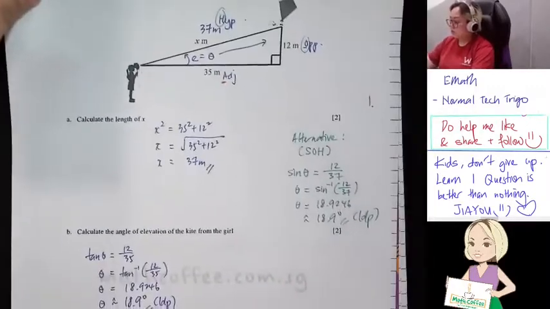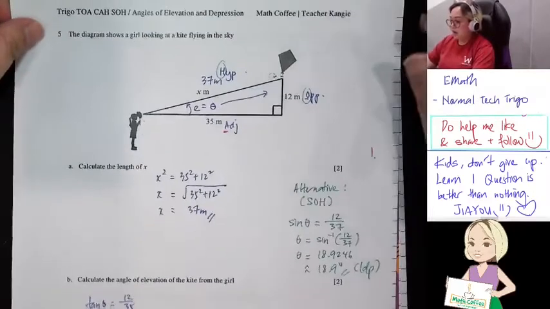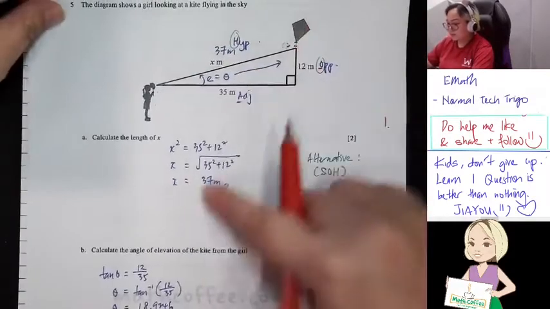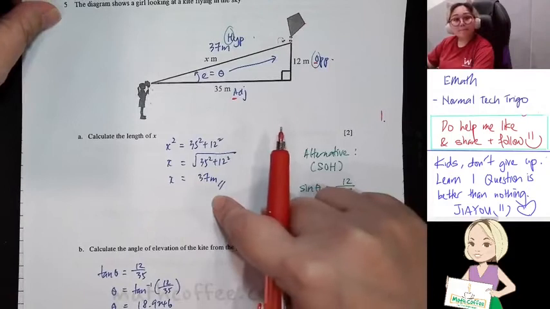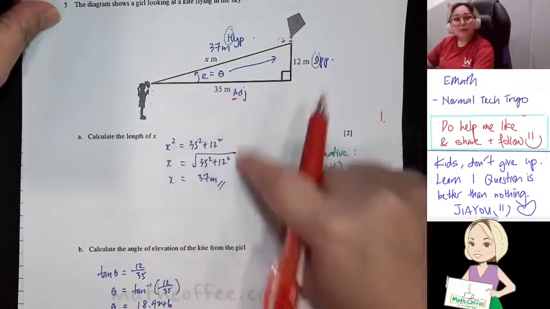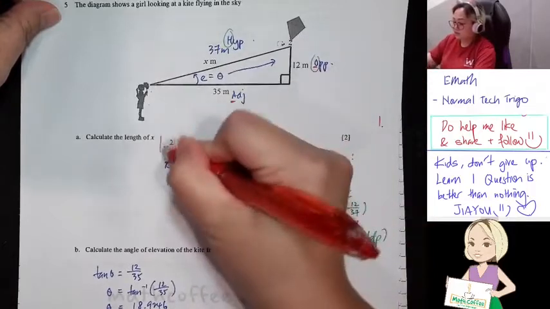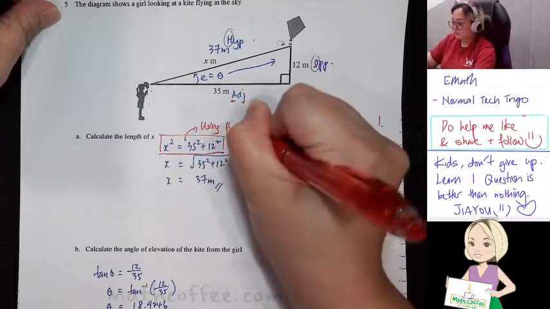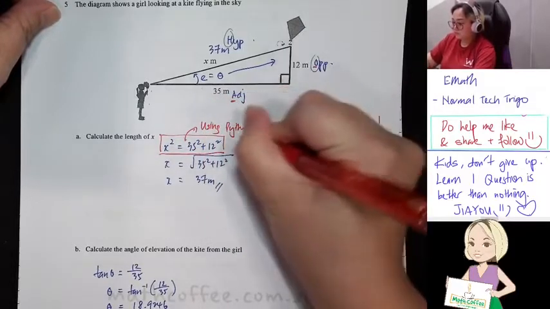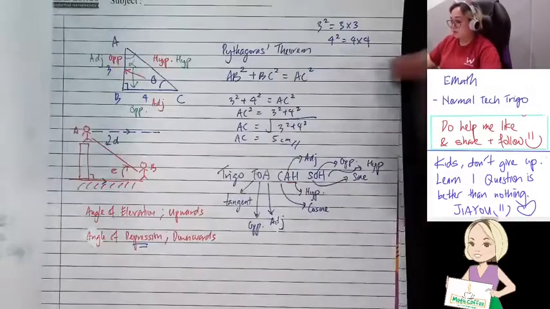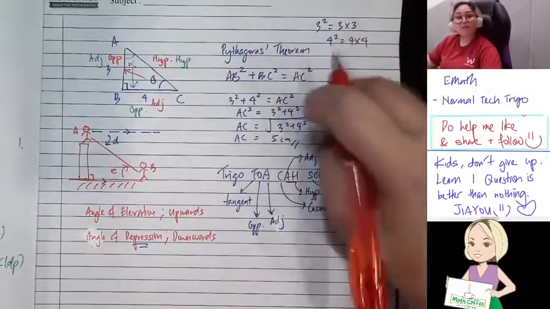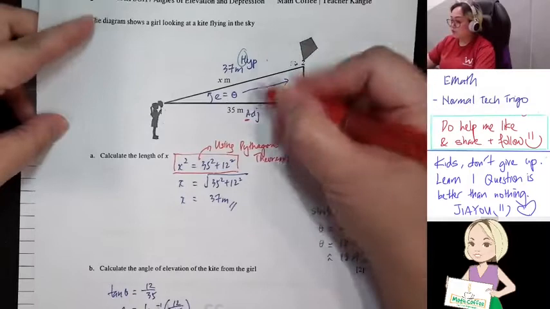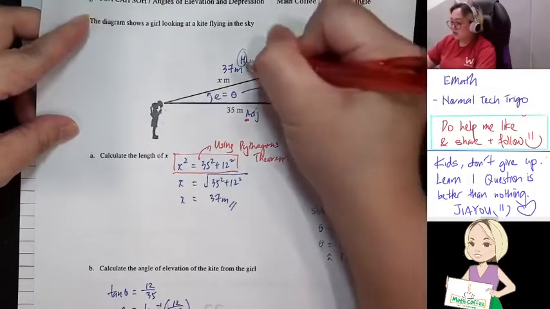Okay, so now I'm going to use CAH. X is 37 meter. This is using Pythagoras Theorem, which I have talked about over here. Okay, so now we're going to use CAH, correct? CAH, you will be using A and H.